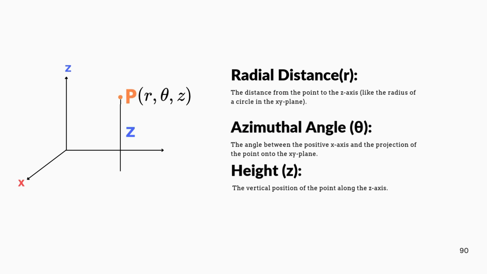First, we have the radial distance r, that is the distance from the point to the z-axis. Coming on, we have the azimuthal angle theta, that is the angle between the positive x-axis and the projection of the point on the xy plane. Then comes our height, which is z, that is the vertical position of the point along the z-axis. So with that, we have the three coordinates of the cylindrical coordinate system, namely r, theta, and z.